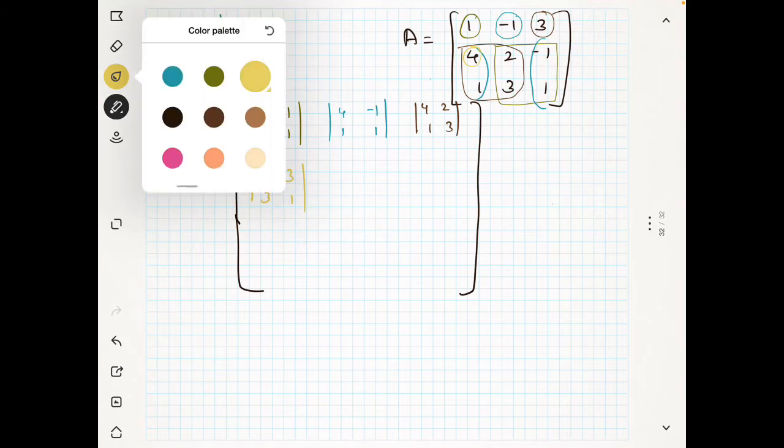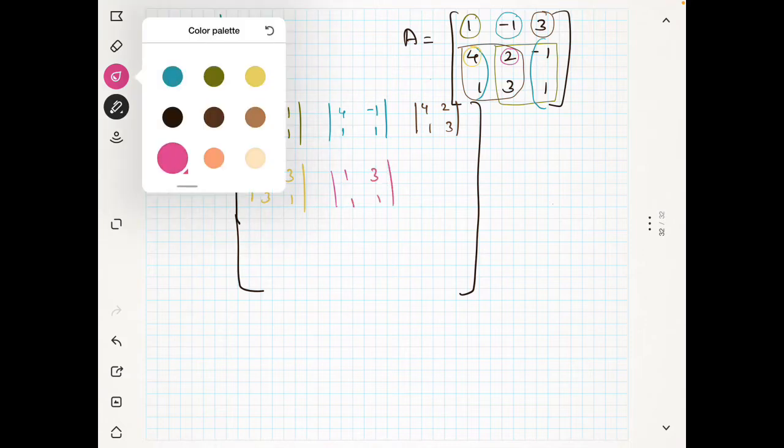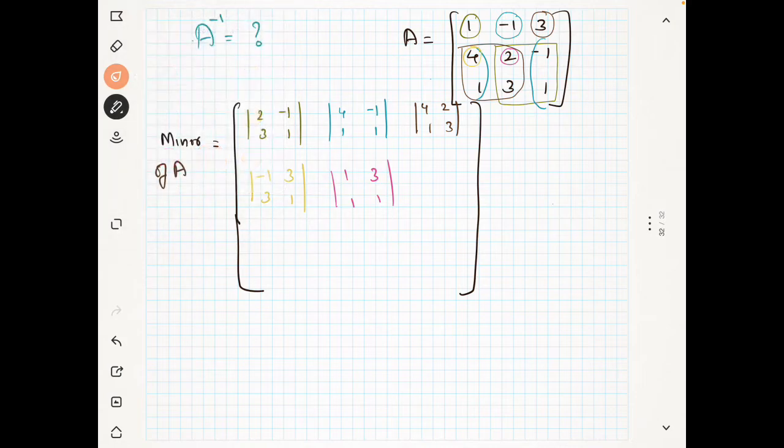Next you will be considering the element 2. So you will be removing that row and column. So it will be 1, 3, 1 and 1. And next you will be considering this guy, okay. So you will remove that row and column. So it will be 1, -1, 1 and 3, okay.